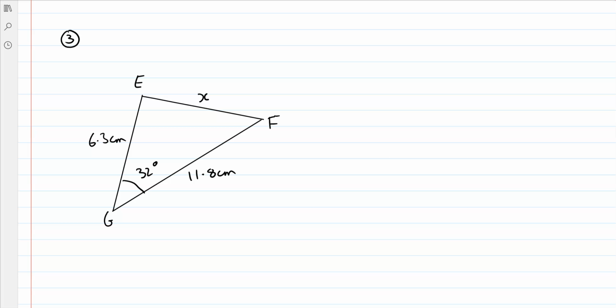So again, cosine rule is going to be useful here. Non-right angle triangle. This one looks a little bit like a right angle, but I can't say that it is unless I'm told that it is. So it's not a right angle triangle. Again, if you've got two lengths, angle between them, cosine rule is a good option.